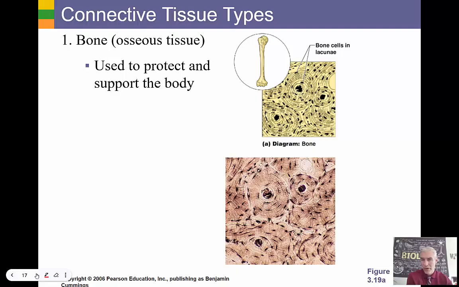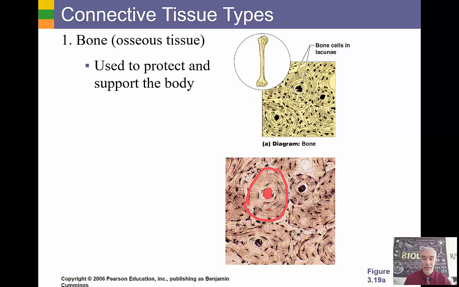Bone, another term for which is osseous tissue, provides obviously protection, but also support. Think of it like the tree trunks that allow us to stand up against gravity. What makes this so easy to memorize, I think, is that it does look like tree rings when you look at this. So you have these circles, and when we get into the skeletal system specifically, we'll talk about this more. This central canal has blood vessels and nerves running through it.